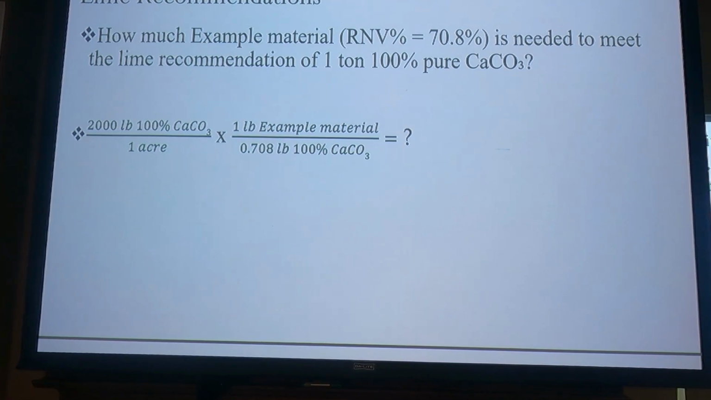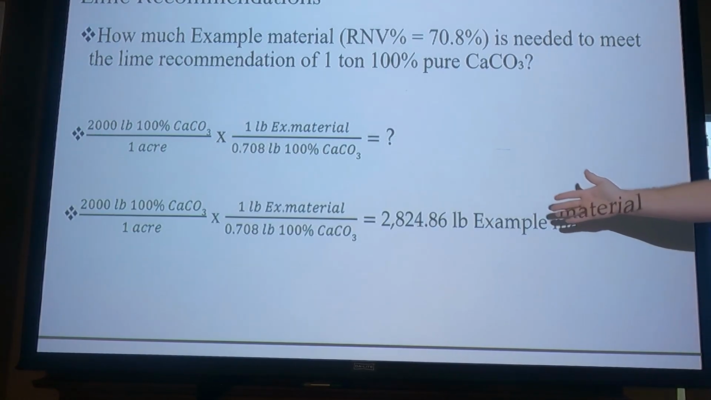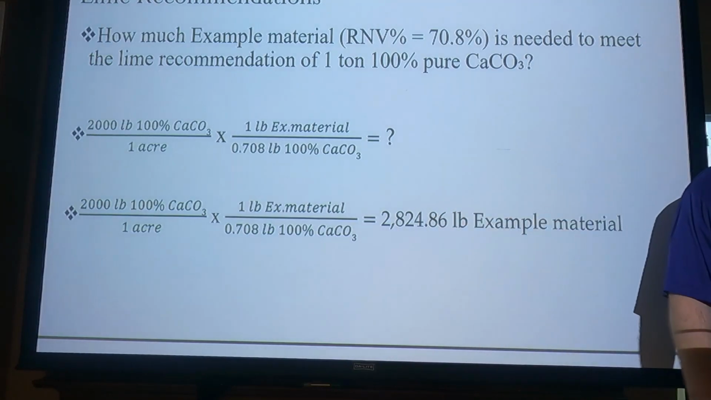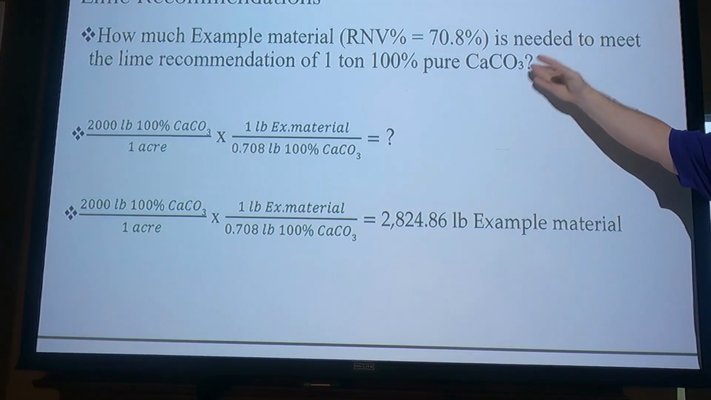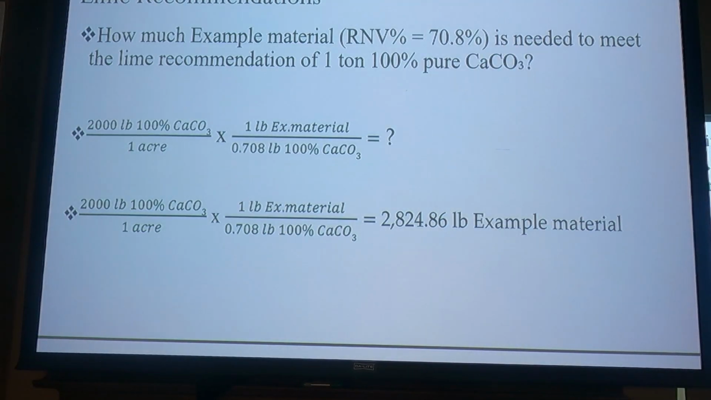So we'll go back to our equation. 2,000 pounds of calcium carbonate material over 1 acre divided by 0.708 pounds of this material, calcium carbonate. And we find that we need about 3 tons of this co-op material, or the example material, to equal 1 ton of calcium carbonate equivalent.